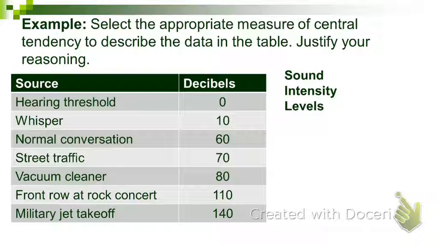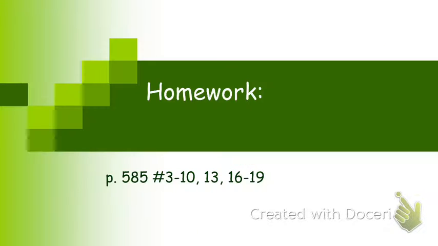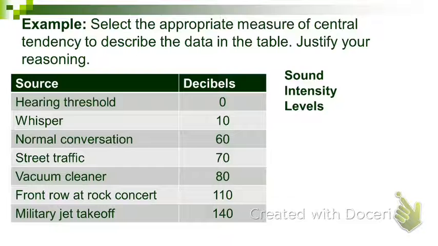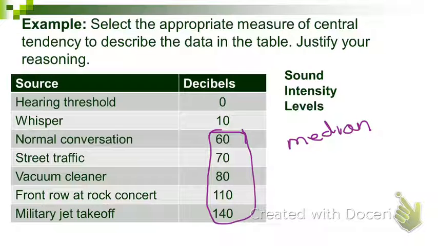All right, this one says select the appropriate measure of central tendency to describe the data in the table and justify your reasoning. Oops, I thought the answer was typed there. So you go from 0 up to 140. It has quite a range, but notice there's a bit of a cluster here between 60 and all the way up to 140. 10 is kind of an outlier. So if you have an outlier, the median would probably be best because of the outliers.